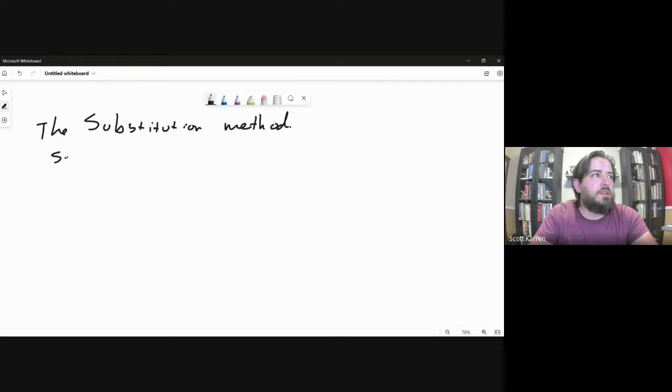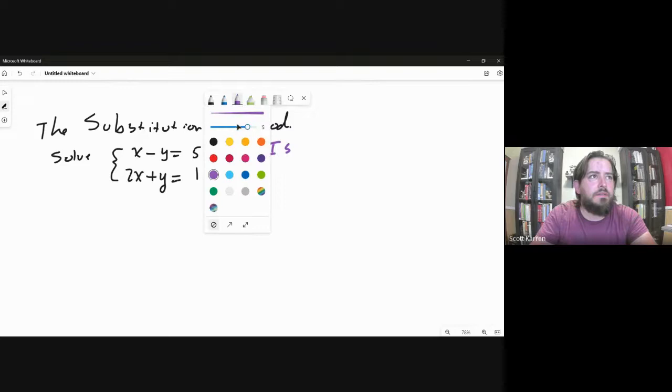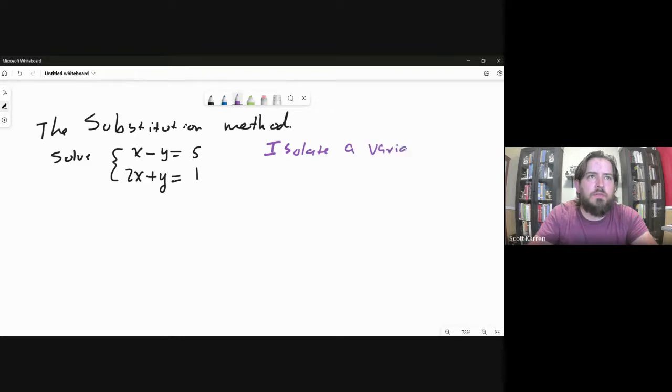And so we're asked to solve something like another system. Let's say, in fact, let's do the same system. Let's do x minus y equals 5 and 2x plus y equals 1. Right? Now, the idea in the substitution method is to isolate a variable and then substitute its equivalence into the other equation.